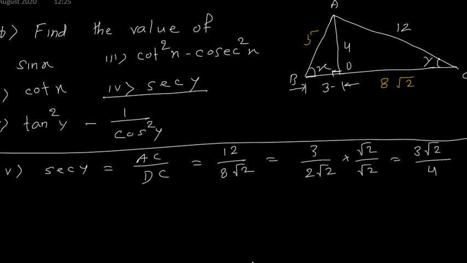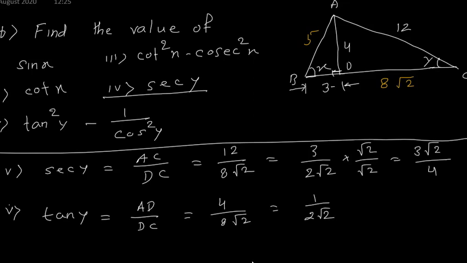And last question, fifth question is tan square y minus 1 upon cos square y. So first I will find tan y. Tan y is opposite, which is AD, upon DC. This is tan y. So the value of AD is 4 upon the value of DC, which is 8 root 2. So 4 1s are 4, 4 2s are 8. So this is 1 upon 2 root 2. This is tan y.